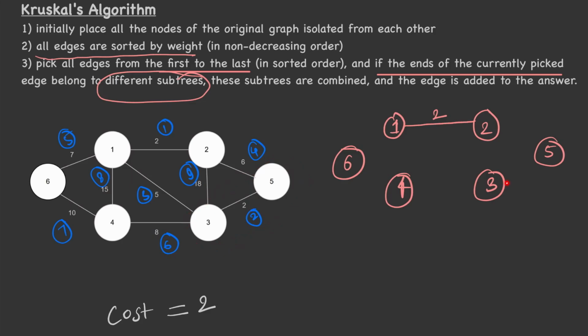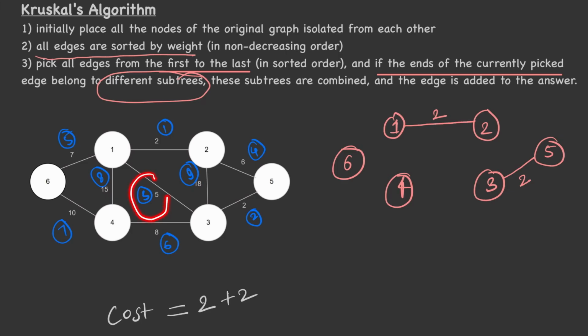If 3 and 5 are present in the same subtree, we will not do anything. If they are present in a different subtree, then we need to take this particular edge and connect 3 and 5. As of now, 3 and 5 are isolated and they are not connected. So we will select this particular edge and add it into our cost.